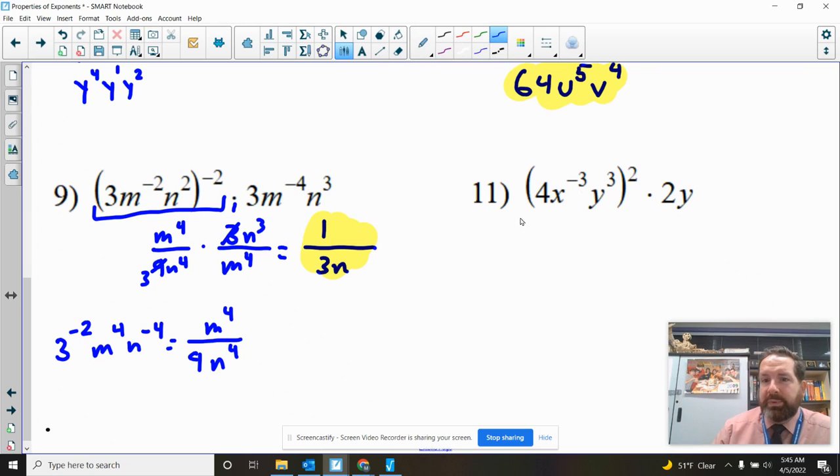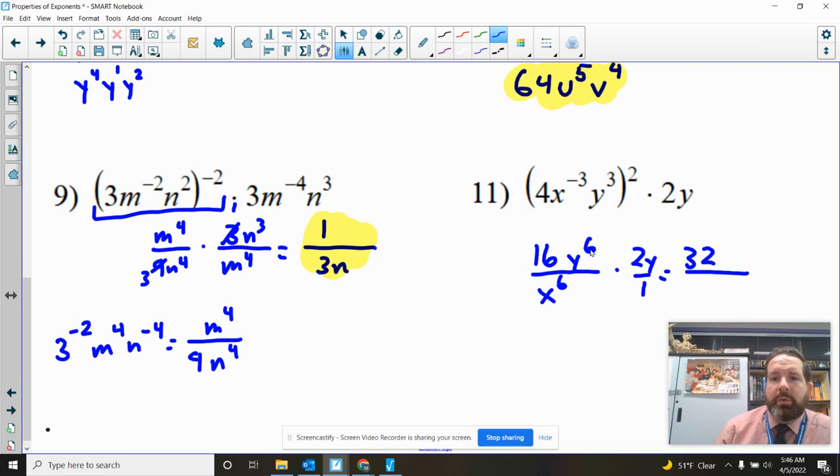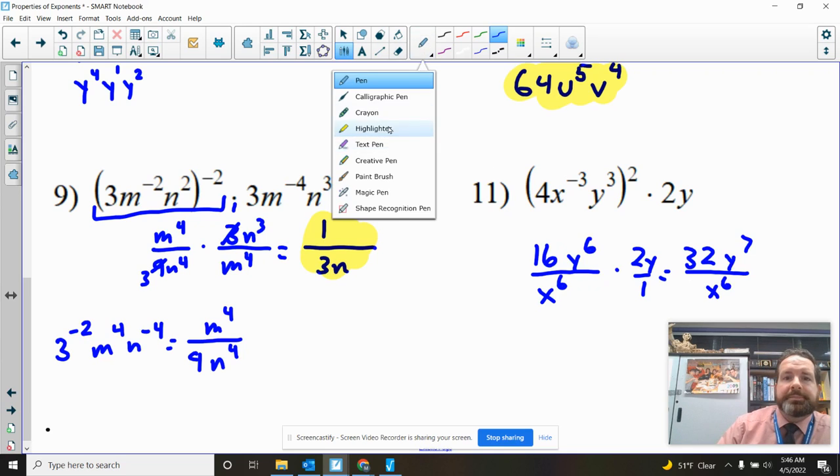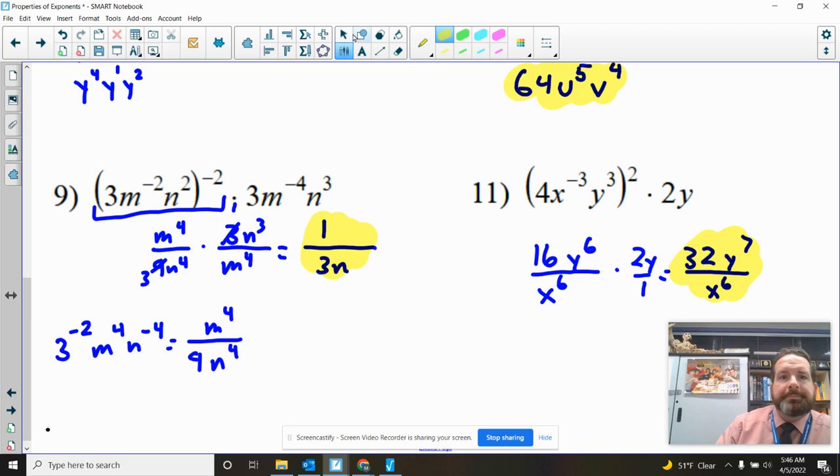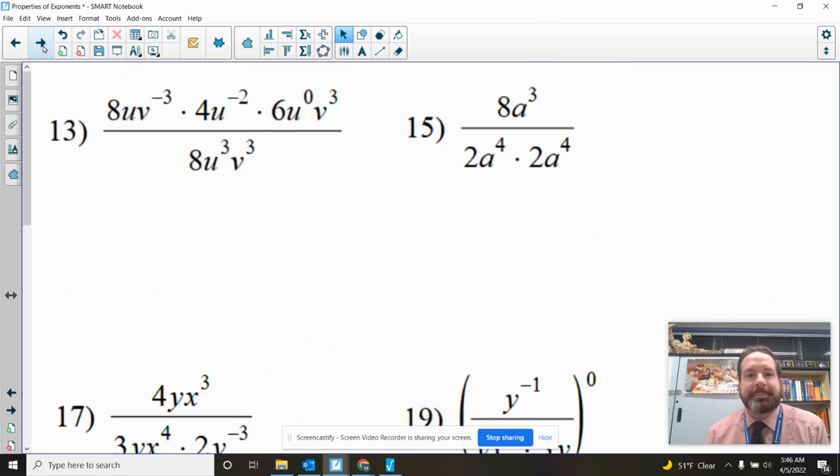Next up. Deal with the parentheses. So 4 to the second power, that's going to be 16. X to the negative third to the second is x to the negative sixth. So that's x to the sixth on the bottom. Y to the third to the second is y to the sixth, and that's times 2y. Okay, so 16 times 2 is 32. Y to the sixth times y to the first is y to the seventh. And then x to the sixth times 1 is just x to the sixth. There it goes.